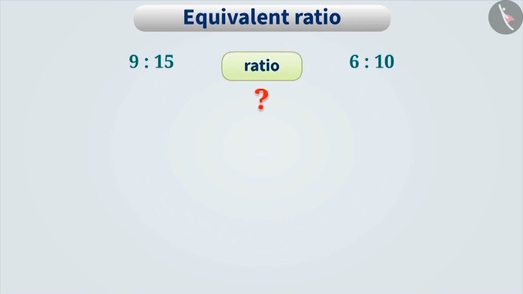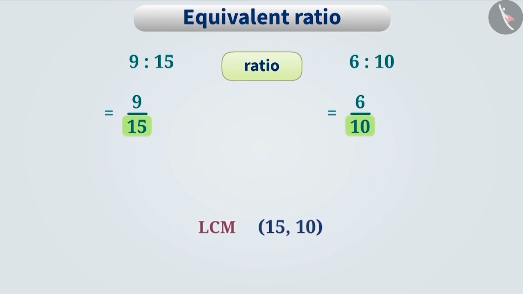Now imagine you're given two ratios. For example, 9:15 and 6:10. Now compare these two ratios. First express them as fractions. For example, 9:15 becomes 9 by 15 and 6:10 becomes 6 by 10. Then, convert them into fractions with the same denominators. Since the LCM of denominators of both the fractions is 30, make the denominators of both the fractions as 30 so that their numerators can be compared.